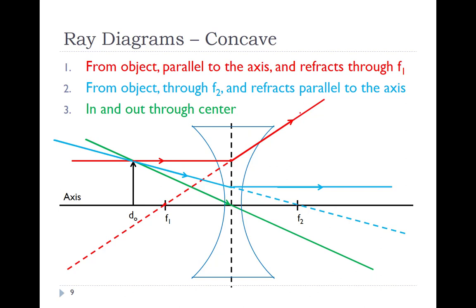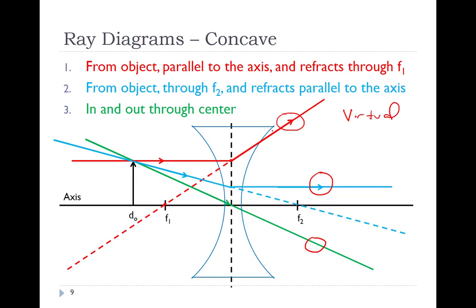We again have a situation where the 3 outgoing rays don't cross. Therefore, I don't get a real image. This again has to be a virtual image. Okay. And I again have to back up the 3 outgoing rays.